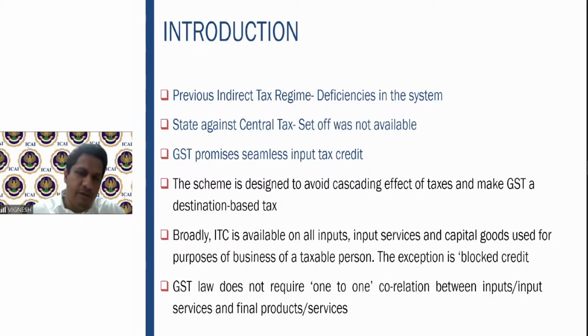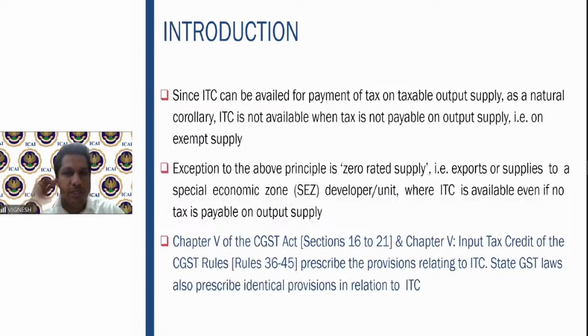Again, input tax credit is available on all the inputs, input services and capital goods. The exception is blocked credit, which is covered under section 17(5). One-to-one correlation is not required with regard to GST. And ITC is availed on the payment of tax on taxable output supply. So in case your output supply is taxable, then only the credit will be available to you. In case the output supply is exempt, you will not get the input tax credit.